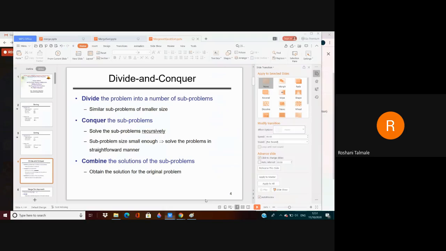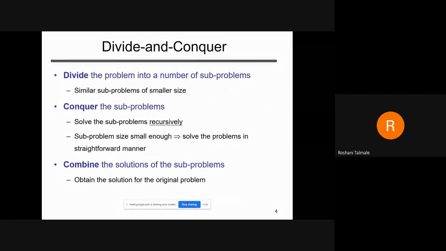So, what is divide and conquer? Try to listen carefully, because this concept is really required even in placement activities, or in any case of higher studies. They will ask many questions based on divide and conquer. So, what is divide and conquer? Divide the problem into a number of sub problems. If an array is given, then we will divide the array into a number of arrays.